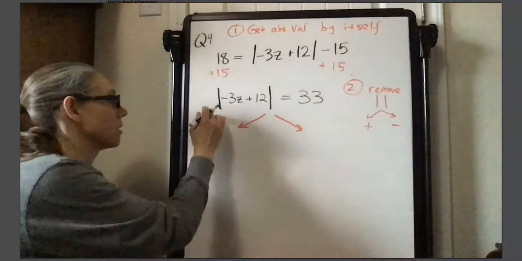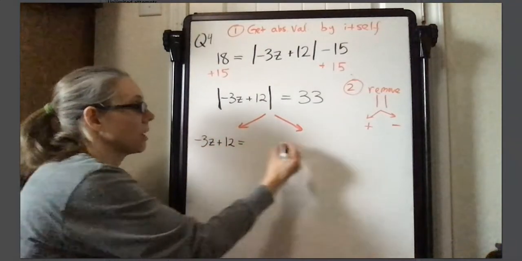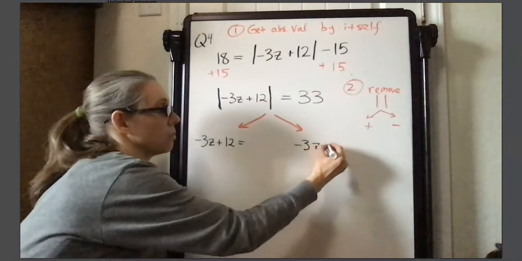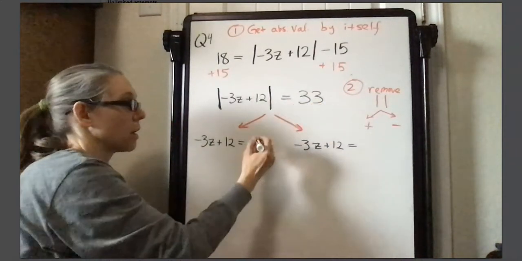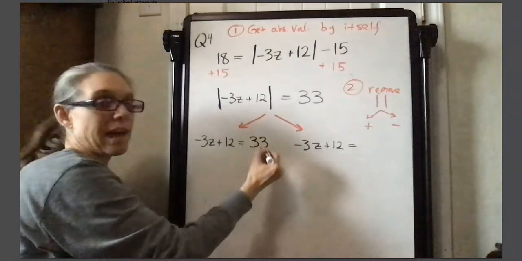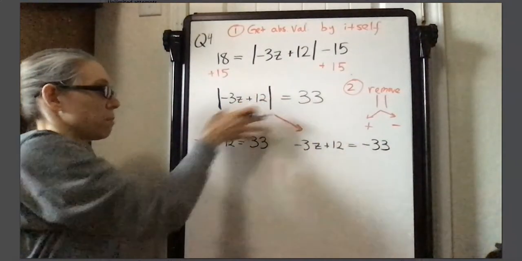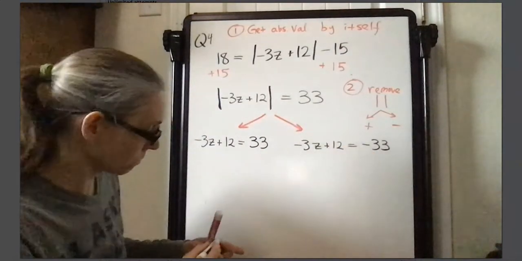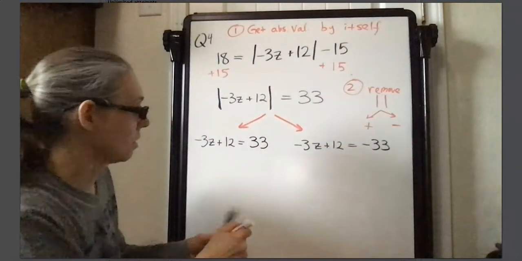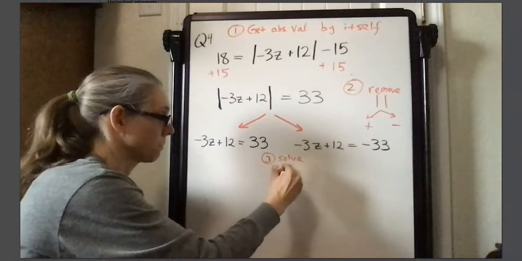Okay? So on the left, this stays negative 3z plus 12. In both cases, it stays negative 3z plus 12. The difference is that one of these is going to be a positive 33, and one of these is going to be a negative 33. So you have the split between the positive and the negative. Then you solve. Step 3 is to solve each.